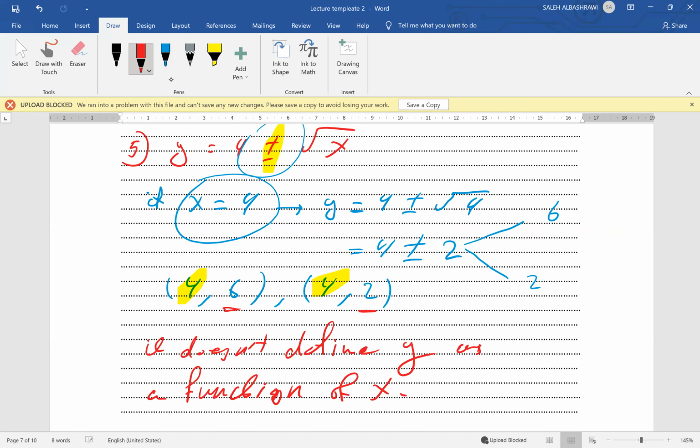So the idea for the definition of a function is that the set of ordered pairs have different x coordinates. If two ordered pairs have the same x coordinate, then we need to check the y coordinate. If they are the same, then it's okay. If the y coordinates are different, but the first coordinates are the same, then this is not a function.